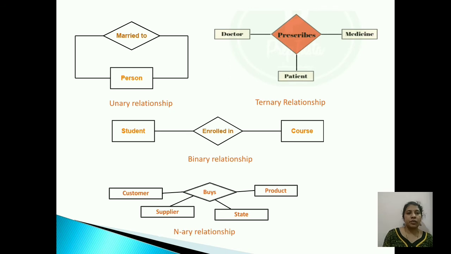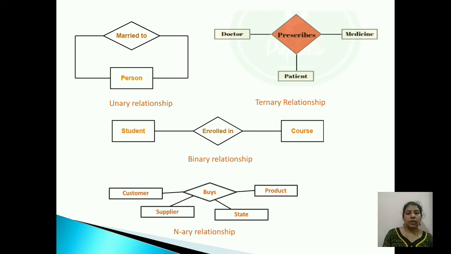Here you can see the different examples. For the unary relationship, a person is married to a person. Person is the entity, so only one entity type is there, and entities of person are related to themselves. A person is married to another person, so both belong to the same entity type. That's why it is called a unary relationship.